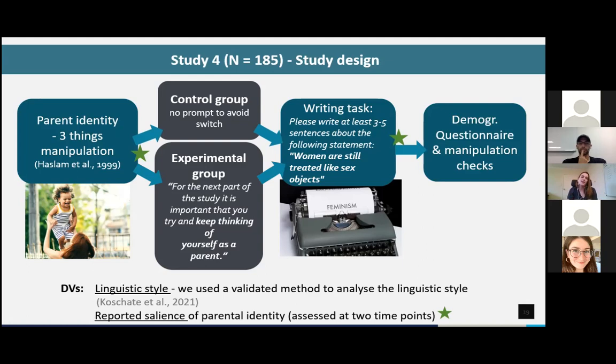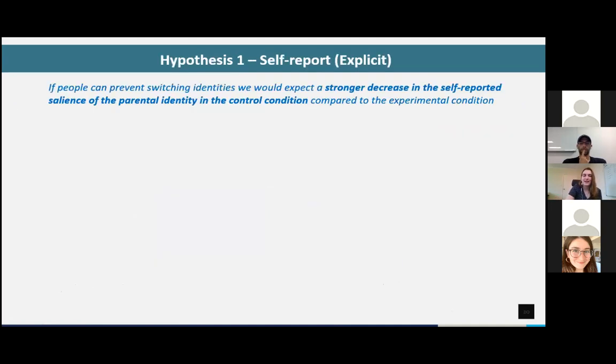And then we also included a good old self-report, which we asked right after the parent identity was made salient and right after the main writing task. So we just asked participants, how strongly are you thinking of yourself as a parent right now? Okay, so I'm going to start with the self-report.